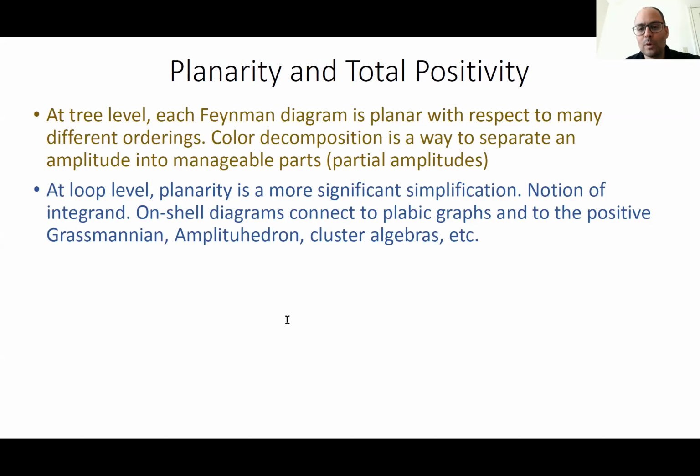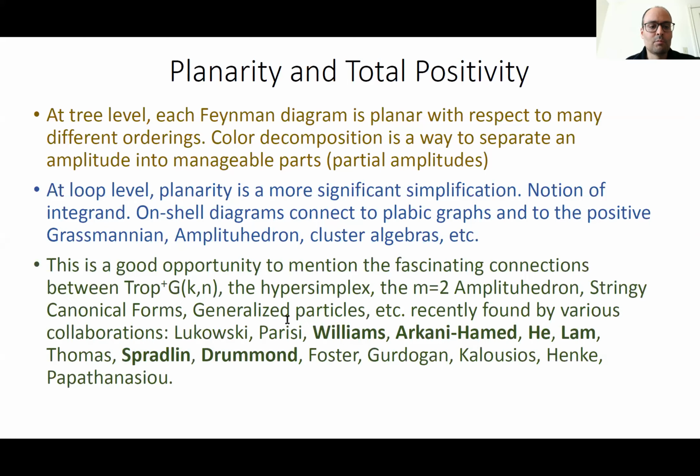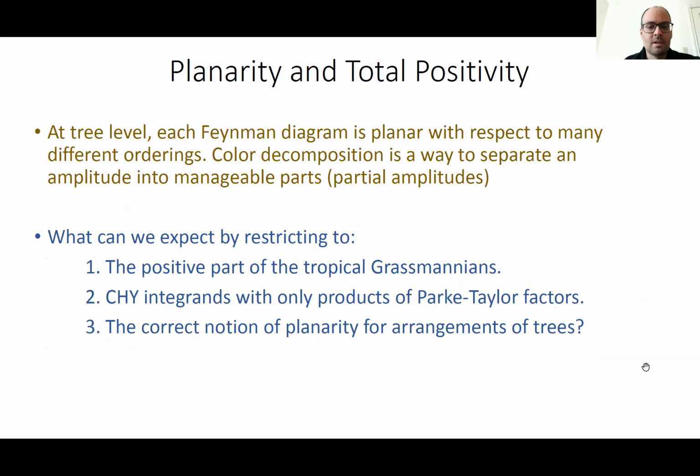On-shell diagrams connect to Clavic graphs and to the positive Grassmannian that led to the discovery of the amplituhedron and the connection to cluster algebras, etc. And this is a good opportunity to mention the fascinating connections between the positive tropical Grassmannian, the hypersimplex, the amplituhedron, the stringy canonical forms, generalized particles, etc. that were recently found in various collaborations. And in fact, we have heard and will hear much more about this in these talks. Now, back to our story.